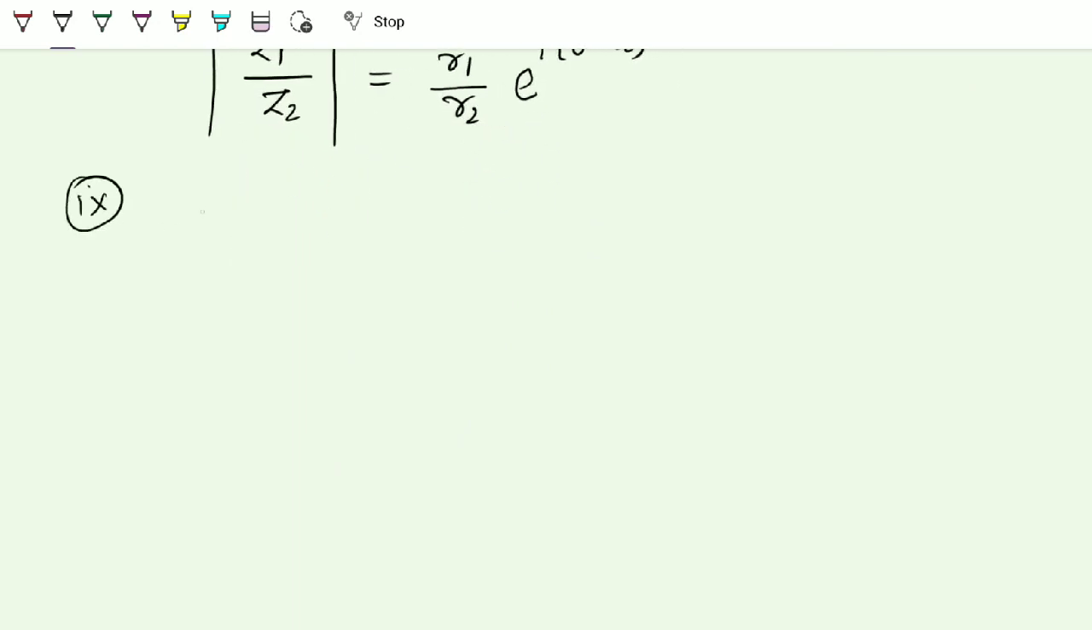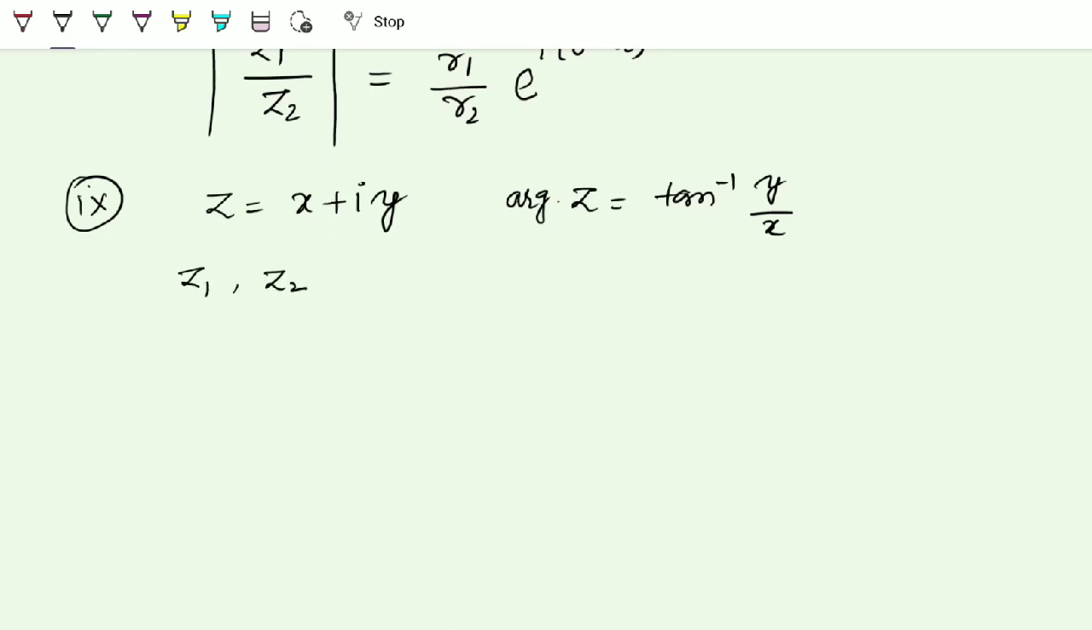Next property is, since for a complex number z equal to x plus iota y, we already know that the argument of this complex number is given by tan inverse y upon x. So let us consider two complex numbers z1 and z2.